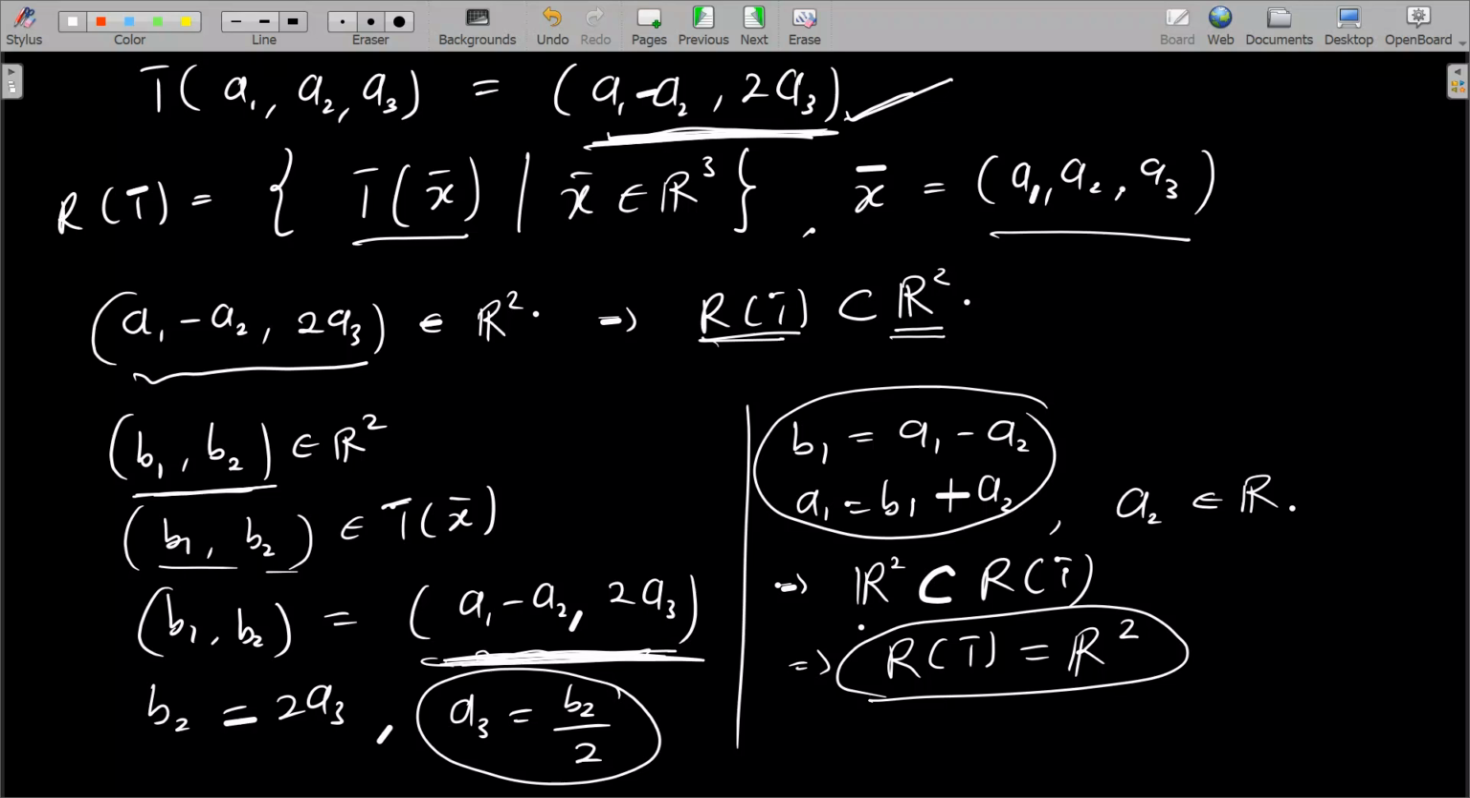In our next lesson, I'll pick another example in which the range will be different from the codomain. All right, see you in our next lesson.